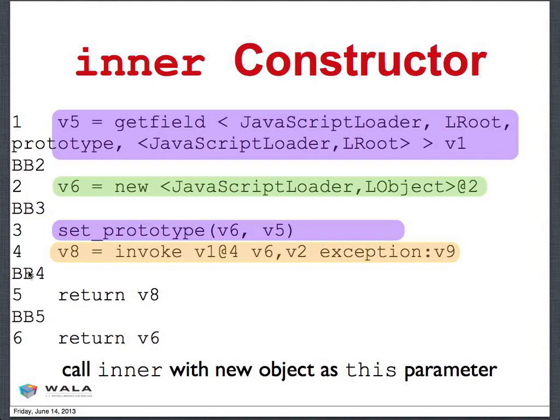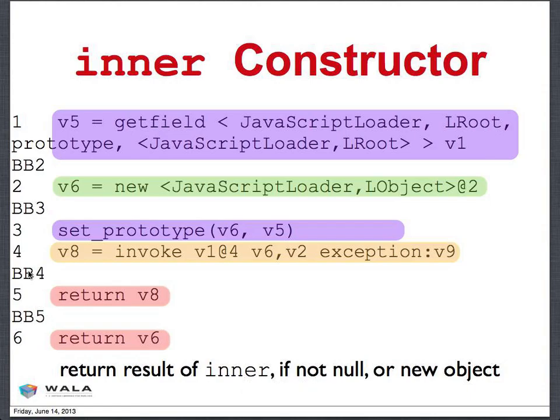Now, you called new, and this is weird. This is quite bizarre. We have two return statements. So what's going on? The semantics of JavaScript say you return the result of inner if it's not null. If it is null, you return the new object you create. The way that is modeled here is V8 is the result of the invoke, and V6 is the object we created. These are the two cases, and you return either way.